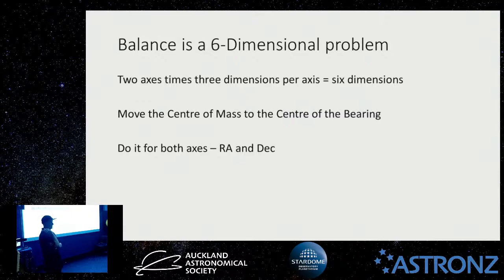Balance is a 6-dimensional problem. The thing is, balancing is getting the centre of gravity of whatever's moving exactly in the centre of the bearings. And that puts the least strain on the motor and it gives you the best guiding. Now, the centre of mass of the movable part of a mount can move in 3 dimensions. It can move left and right, up and down, in and out. So it's a 3-dimensional balancing problem, and there are 2 of them. So that means there are 6 dimensions.